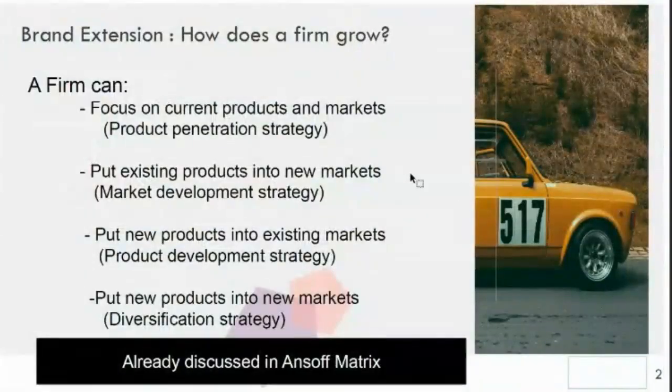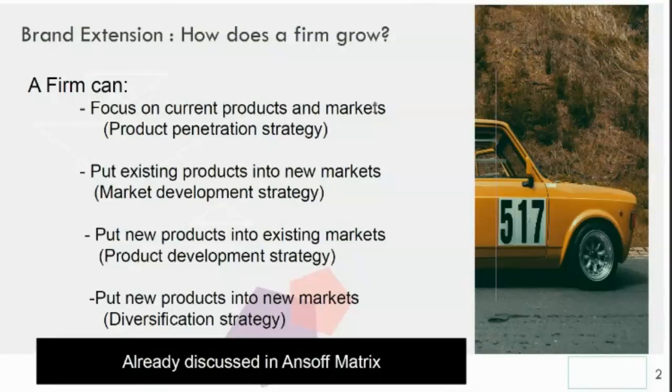So the big question is: what is brand extension, and how can a firm grow? A firm can focus on its current product or its market. One of the strategies commonly used when any company wants to grow is to focus on their current products and current market. That means the products which they already manufacture in the markets in which they are already operating. That is called product penetration. You are trying to penetrate your existing product in a particular market.